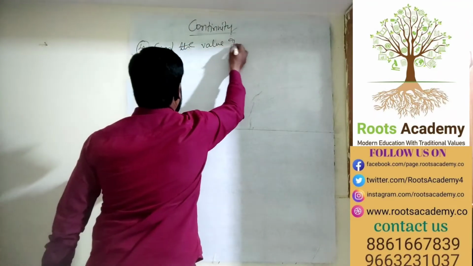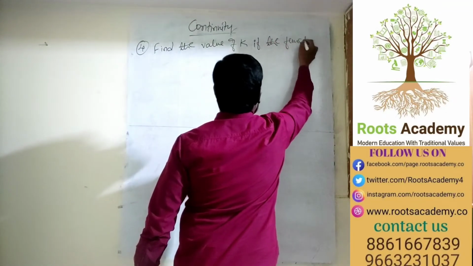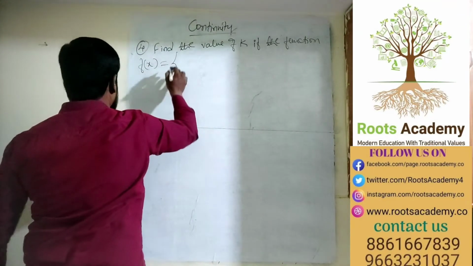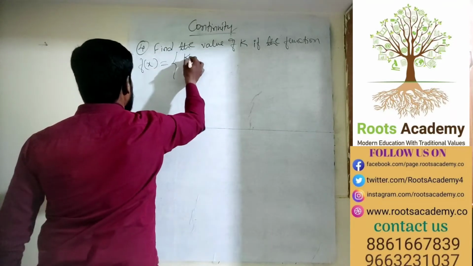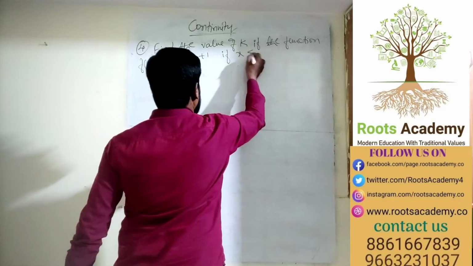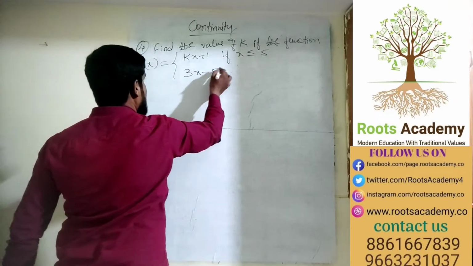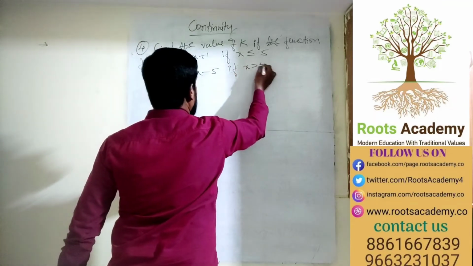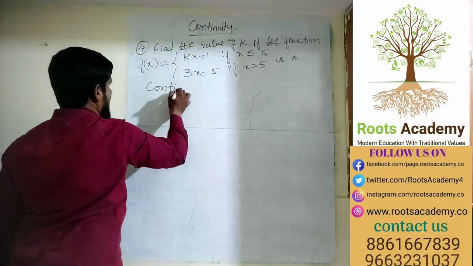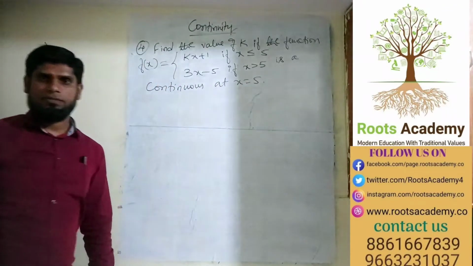Find the value of k if the function f of x is equal to kx plus 1 if x is less than or equal to 5, and 3x minus 5 if x is greater than 5, is continuous at x equals 5.